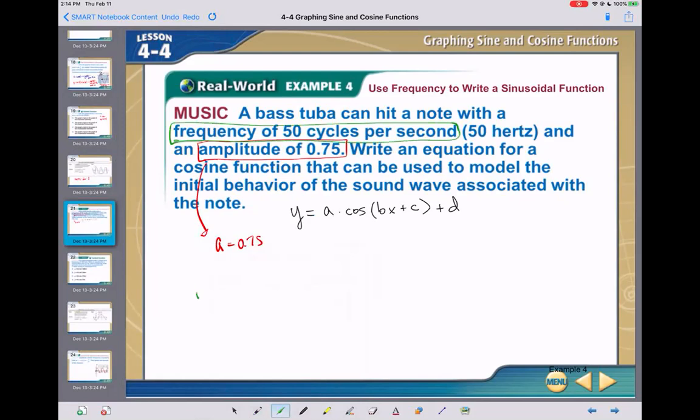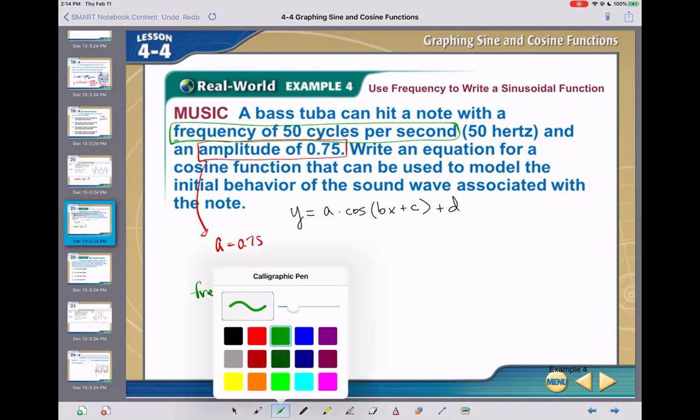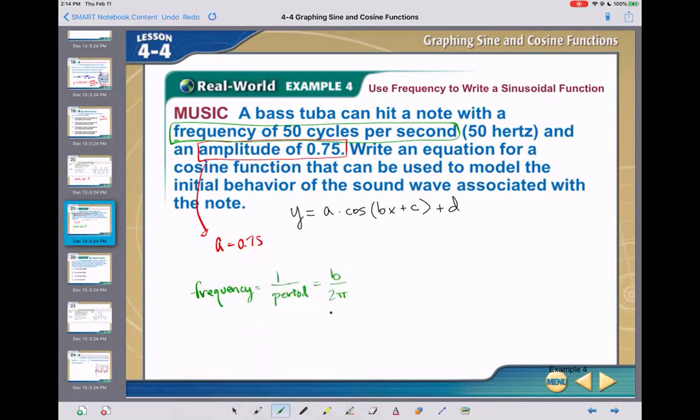So the formula for frequency is 1 over the period, or if you don't know what the period is, which we don't here, you can say it's b over 2 pi. And so that's the formula I'm going to use this time. I'm going to say that b over 2 pi is going to equal 50, because that's my frequency.